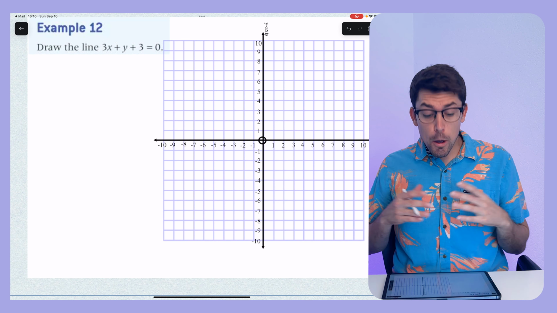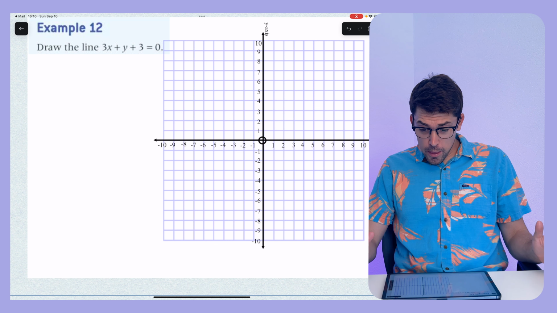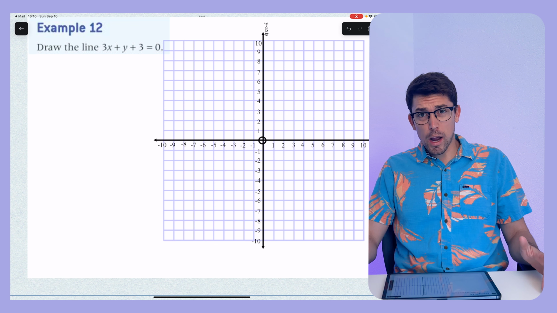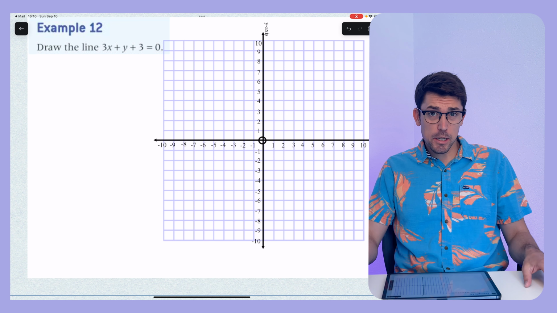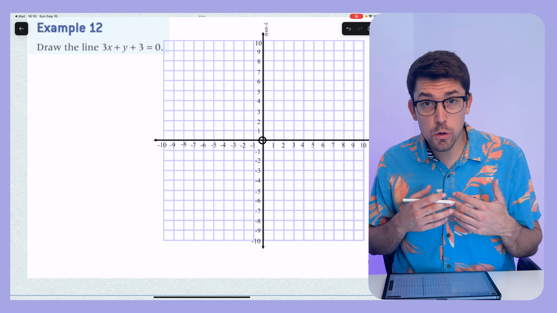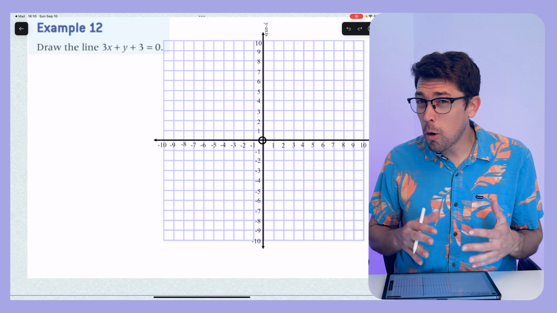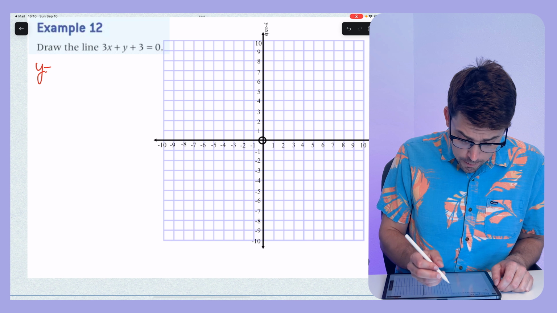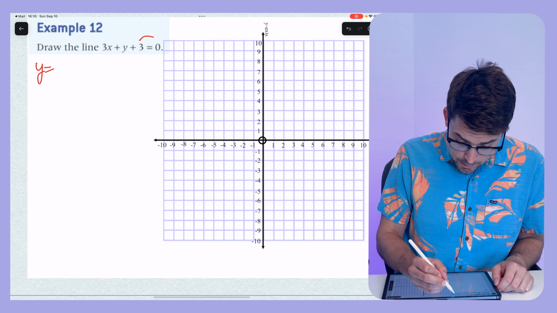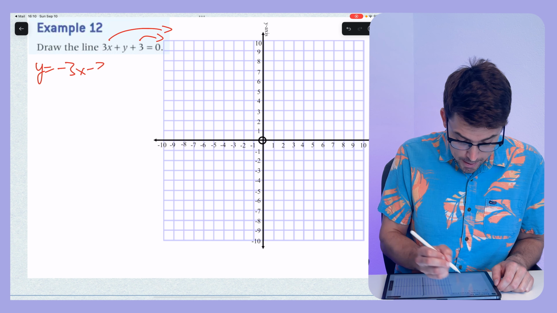Okay, so I'm asked to draw the line 3x plus y plus 3 is equal to 0. The easiest way for me to graph this is in that y equals mx plus c form. If I wanted to do that, all I have to do is rearrange this equation just a little bit. So I want y all by itself. If you notice that I would have a 0 here, that means I'd move the 3 over and I'd move the 3x over. So I would have y equals negative 3x minus 3.